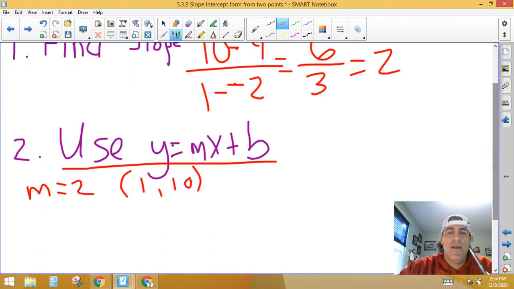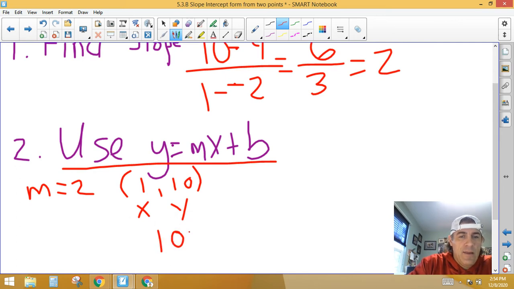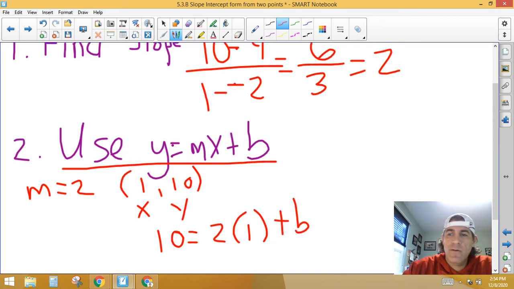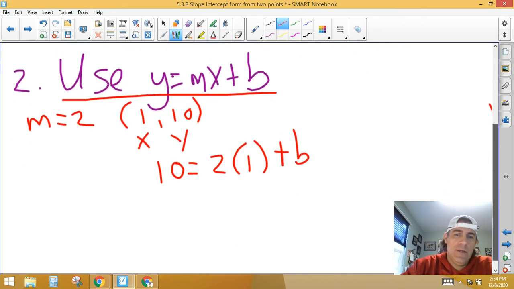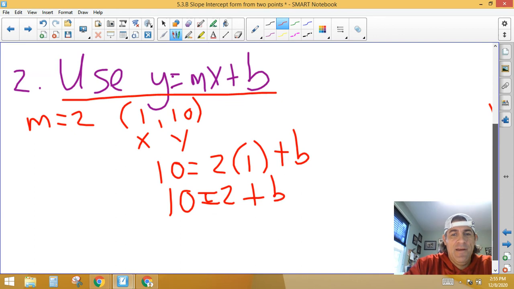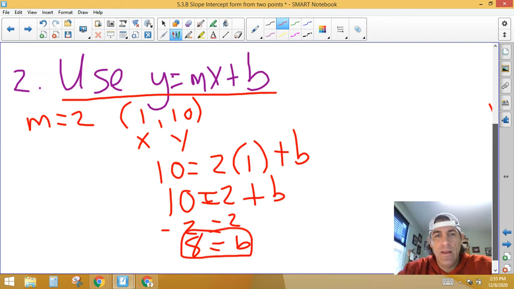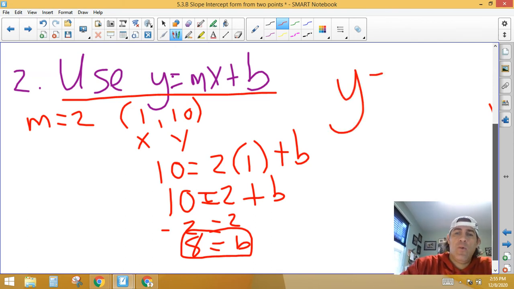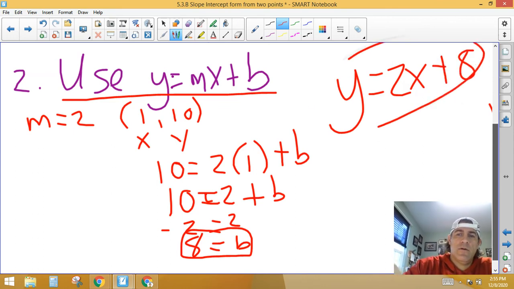All right, let's see if you got it. This is my x, this is my y. y equals mx plus b. 10 equals 2 plus b. Take away 2, take away 2. b equals 8. All right, so we had our slope, we have our y-intercept. Now, what's our equation? All right, let's see. We've got y equals 2x plus 8. Yay!